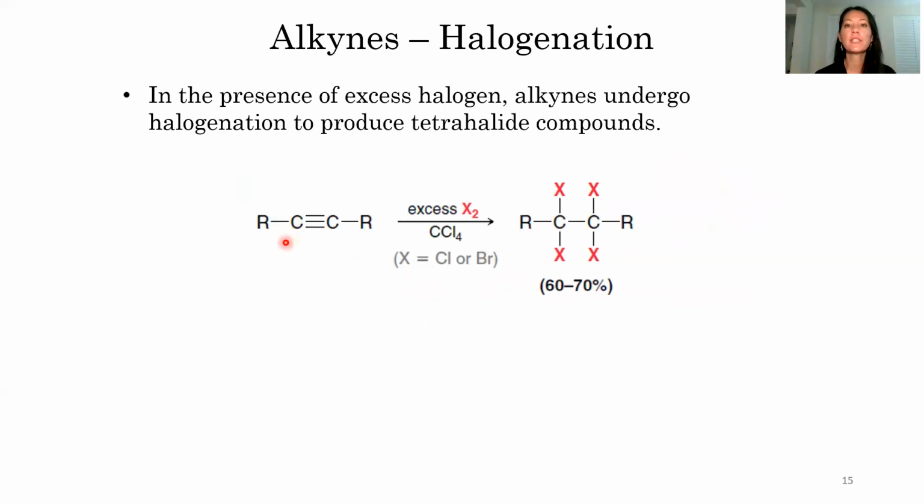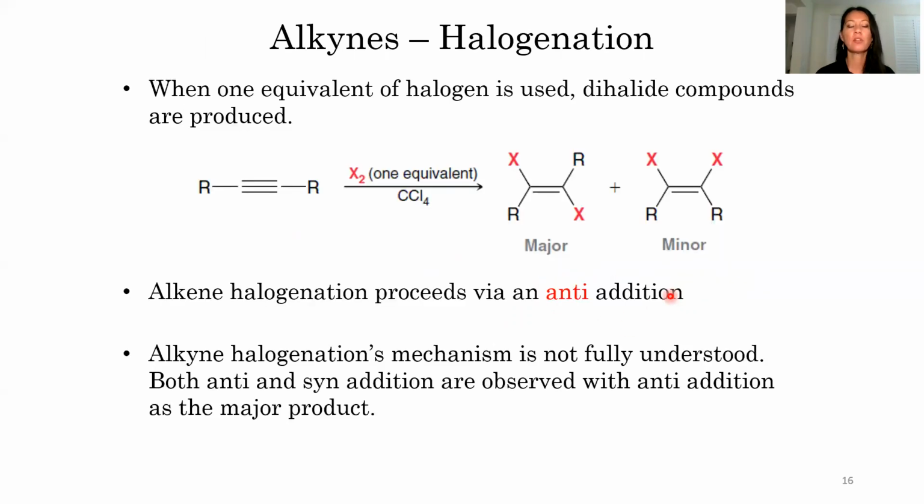The second type of reaction is halogenation. So if we treat this alkyne, which has 2 pi bonds, with excess halide, you can generate a tetrahalide compound. These occur in reasonable yields, 60 to 70% yields in the labs. This generally occurs with chlorine and bromine. And so if you added just 1 equivalent, however, you could stop at the alkene product. So you would have this dihalide compound, but still remain at the alkene stage.